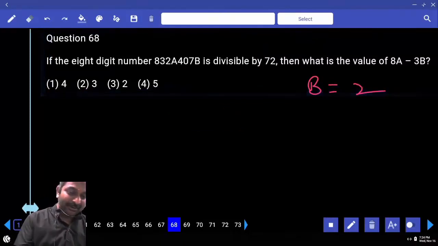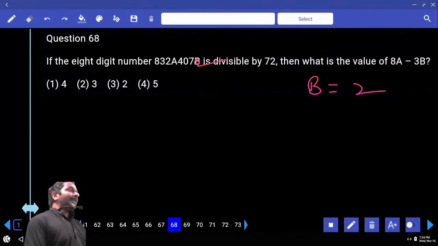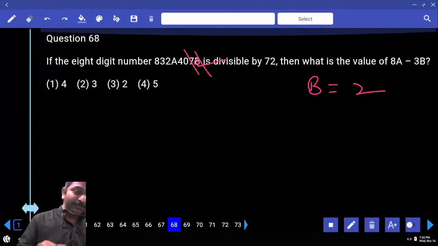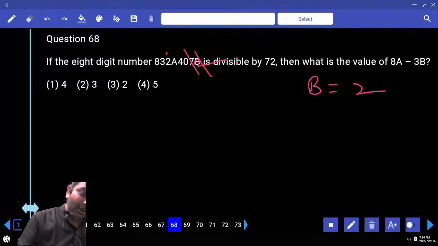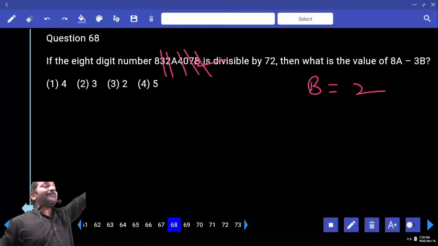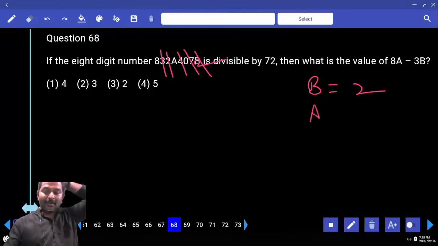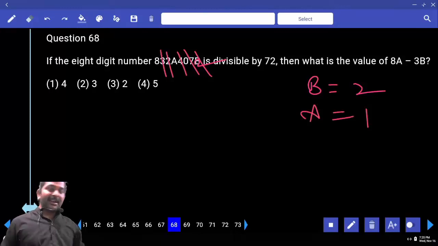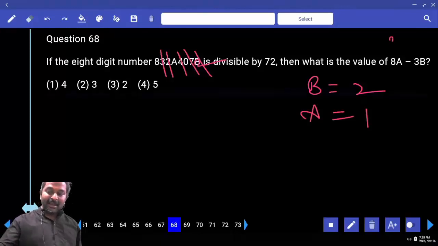If B is equal to 2, let me write 2 here. 9 divisibility rule: sum of digits must be a multiple of 9, right? 7 plus 2 is 9. 2 plus 3 plus 4, 2 plus 3 plus 4, remaining values 8 and A. So what must be the value of A so that when it is added to 8 it becomes a 9 multiple? Come on. Now we were asked to calculate 8A minus 3B. 8 minus 6. Answer 2.